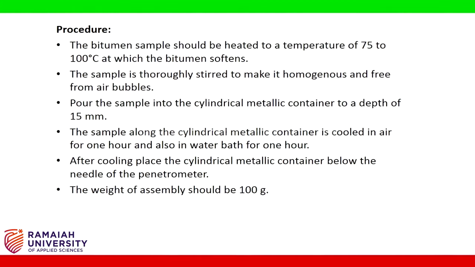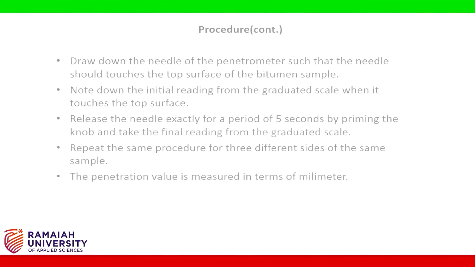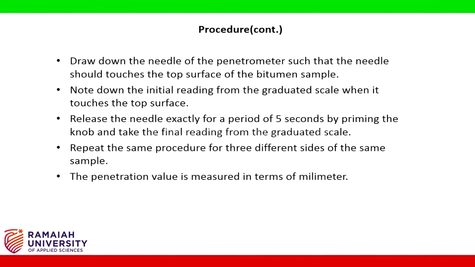The weight of the assembly should be 100 grams. Draw down the needle of the penetrometer such that the needle touches the top surface of the bitumen sample. Note down the initial reading from the graduated scale when it touches the top surface. Release the needle exactly for a period of 5 seconds by pressing the knob and take the final reading from the graduated scale. Repeat the same procedure for 3 different sides of the same sample. The penetration value is measured in terms of millimeter.